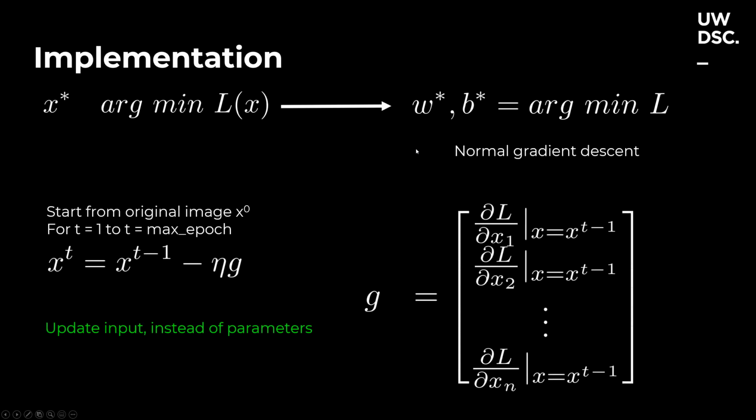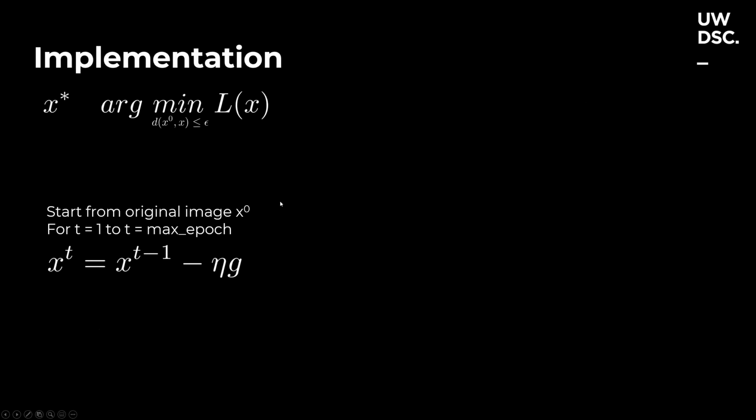And if we start from the original image x naught, we can do an iteration to improve our input image. So xt is equal to the previous image minus eta g, where eta is basically the learning rate and g is the gradient. It is basically the same gradient method we use for other classic neural networks. So we update the input instead of the parameters. And if we apply these constraints on it, it's just an extra step.